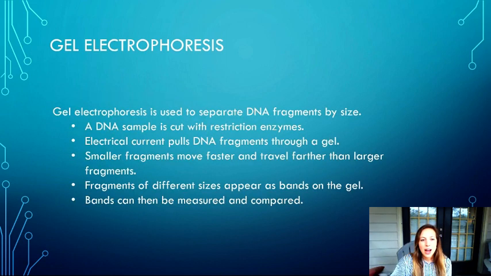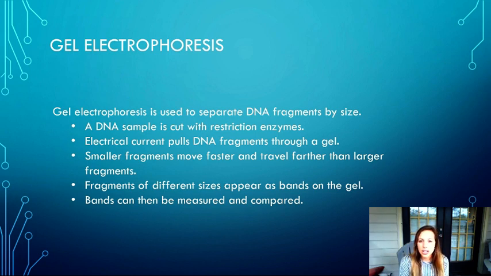This is super sad. Gel electrophoresis is used to separate DNA fragments by size. So a DNA sample is cut with a restriction enzyme. That's the first step, they're going to use one of those restriction enzymes. The electrical current pulls DNA fragments through a gel. So we're going to start with this gel. The DNA is placed at one end after it's been cut by this restriction enzyme. Then they're going to turn on this electrical current, and it's going to pull the DNA through the gel. As it pulls, the smaller fragments are going to move fast and the larger fragments are going to move slower.